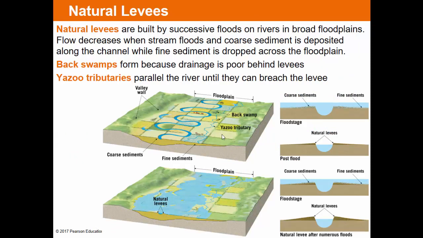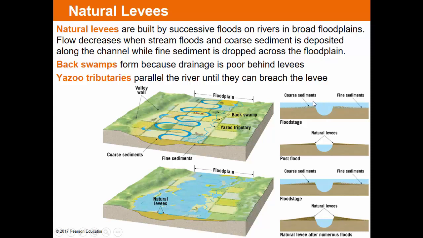Now, we talked about the different landforms that streams deposit: bars, deltas, and I said natural levees. Natural levees are built by successive floods on rivers. So if this is the channel, and here's your whole floodplain, we're looking at it from a side view. This is the channel. The water is normally right in this channel. When a flood occurs, that water pushes out over the banks and it moves out into the floodplain.